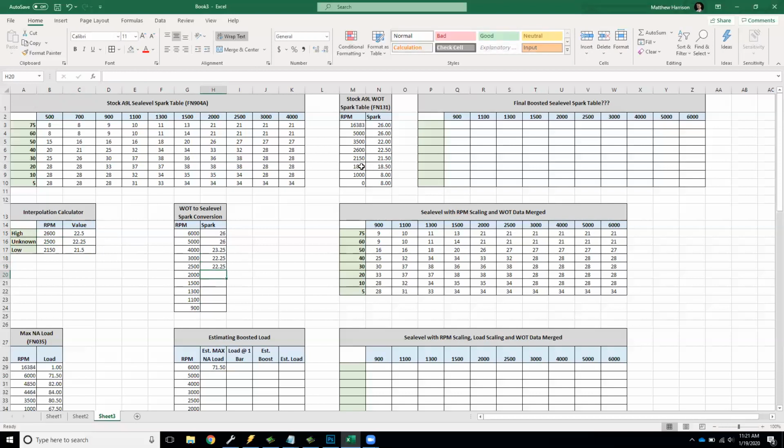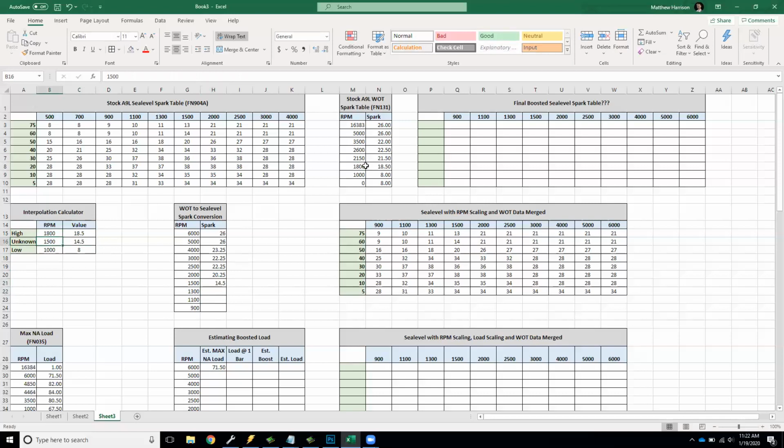Okay, next is 2,000. We have a 2,150 and an 1,800. At 2,150, we're at 21.5 degrees, and at 1,800, we're at 18.5 degrees. So at 2,000, we're at 20.25. Okay, bear with me, guys. We're getting close. Next one, we have 1,800. We want 1,500, and we have a 1,000. At 1,800, we're at 18.5 degrees. At 1,000, we're at 8 degrees. So at 1,500, we are at 14.5.